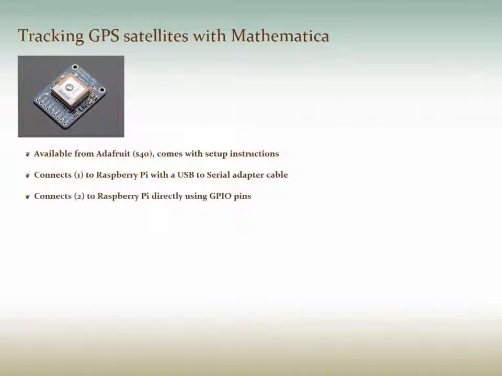On the Raspberry Pi, there are two ways to make a serial connection to the GPS module. The simplest way is to use a USB to serial adapter cable, which does need to be purchased separately. The second way is to connect the GPS device directly to the GPIO pins of the Raspberry Pi. In this case, you will need to modify the Linux boot options, which is clearly described on the Adafruit website. If your GPS device is connected and working, start Mathematica and open the device on your serial port.